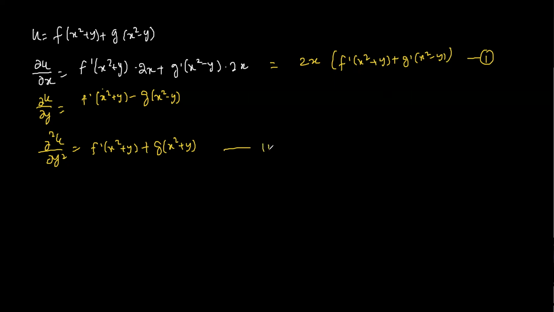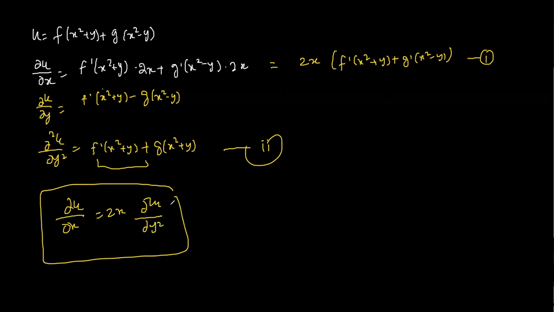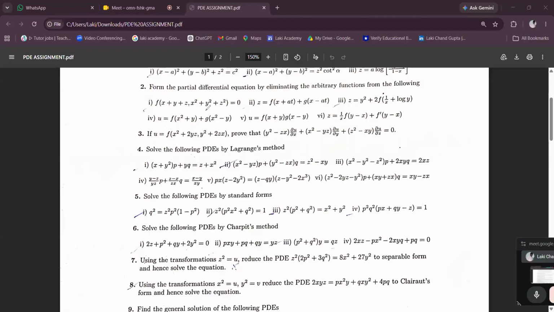First equation, second equation. Okay. So put this value here. What will you get? Del u by del x is equal to 2x del square del y square. This is your answer. Understood? Try this question. Fifth.